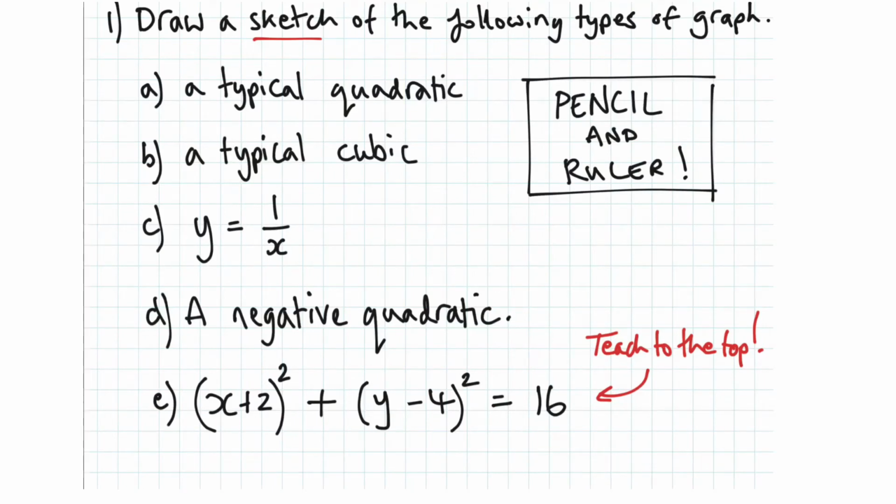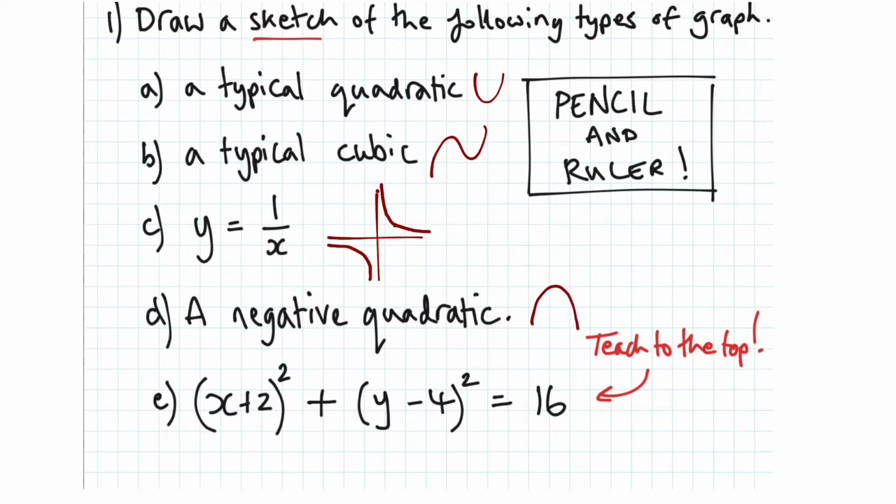Typical quadratic, that is a U-shaped graph like that. Typical cubic goes up and back down like that. The 1 over x graph needs some axes actually. If I just draw them like this, it comes as an asymptote down there and just skims along and nearly touches the x-axis, and then it does the same underneath like that. So that's the typical 1 over x graph. Negative quadratic is just an upside down quadratic, a U-shaped, maybe a bit more curved than that actually, like that.